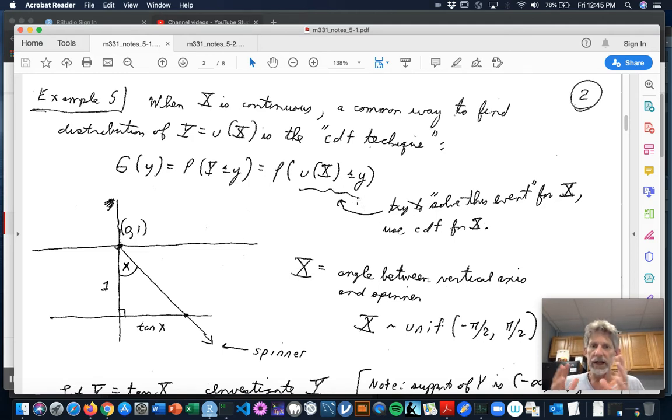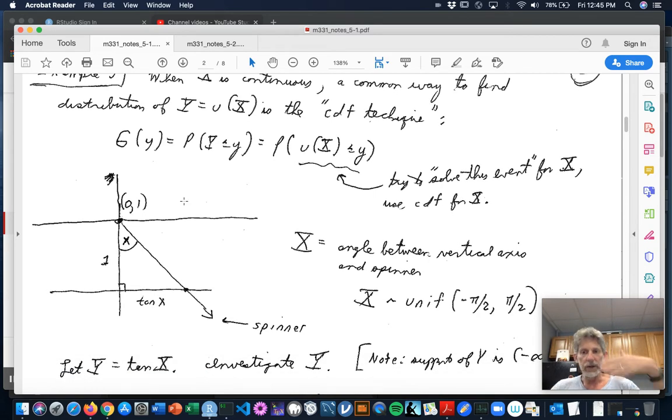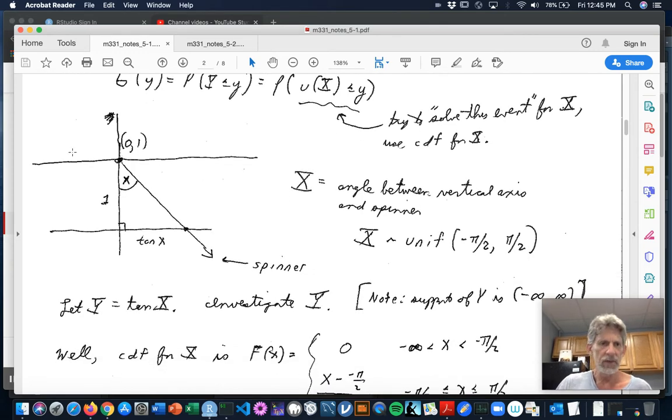But once you've got it as the probability that capital X is less than or equal to something, well, you know the CDF for X, and so you'll be able to continue and find the CDF for Y. And then once you've got the CDF for Y, you can learn anything else you want about Y. Take the derivative to get a PDF, integrate to get probabilities, whatever you want. So let's pull out an example of this kind of technique. It's a fun one too.